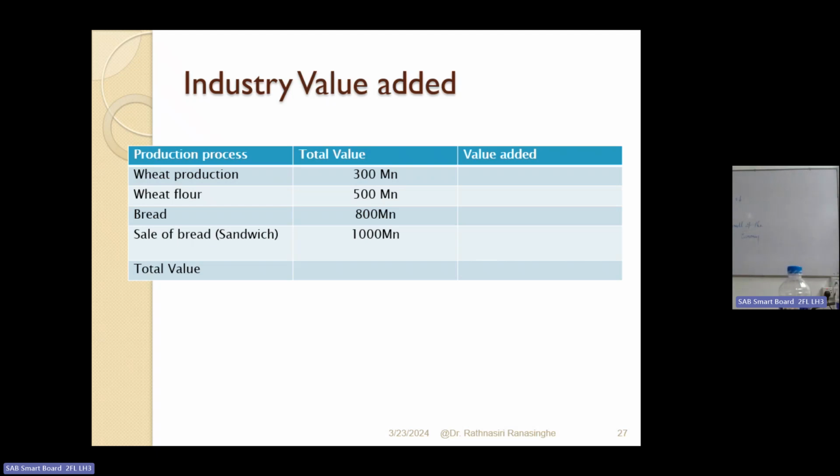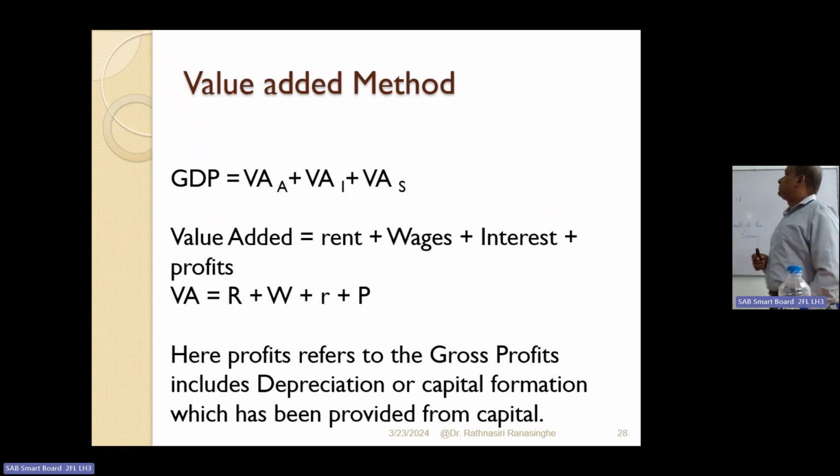So we can use this value addition method to find the product and add it to the national income, right? Otherwise, if we take the total value, there is always double counting in the national income. In order to avoid the double counting, we use the value addition. So here also we take the value addition when we estimate the national income.